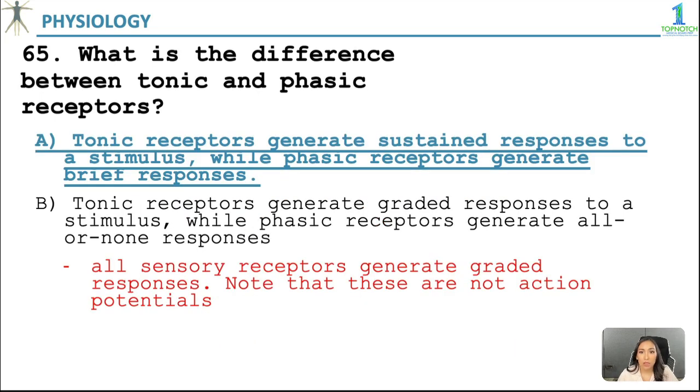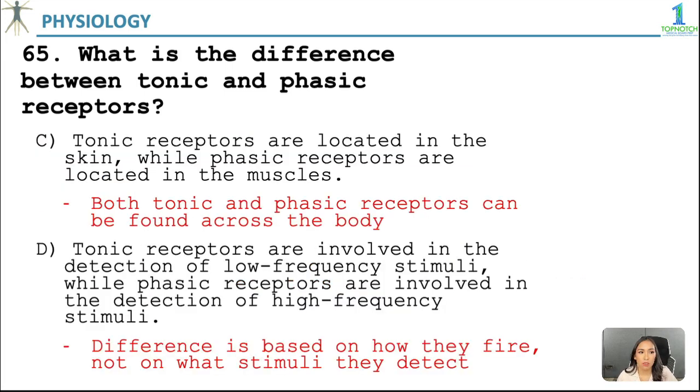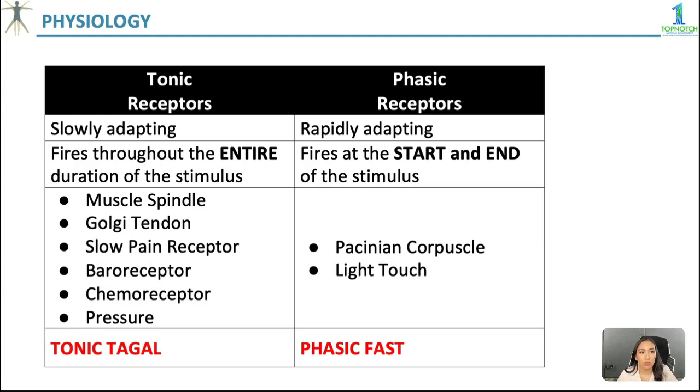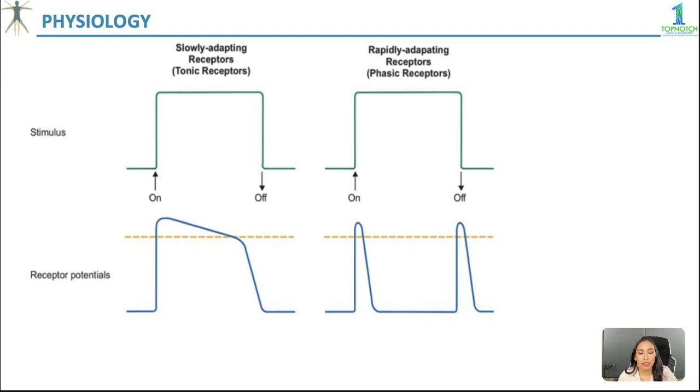Okay. Whereas, tama yung A, tonic receptors generate sustained responses to a stimulus, while phasic receptors generate brief responses. Let's look at the differences between tonic and phasic receptors. Tonic receptors are slowly adapting, while phasic receptors are rapidly adapting. Tonic receptors fire throughout the entire duration of the stimulus, while phasic receptors fire at the start and end of the stimulus. So, tonic, letter T, tagal. Phasic, fast.